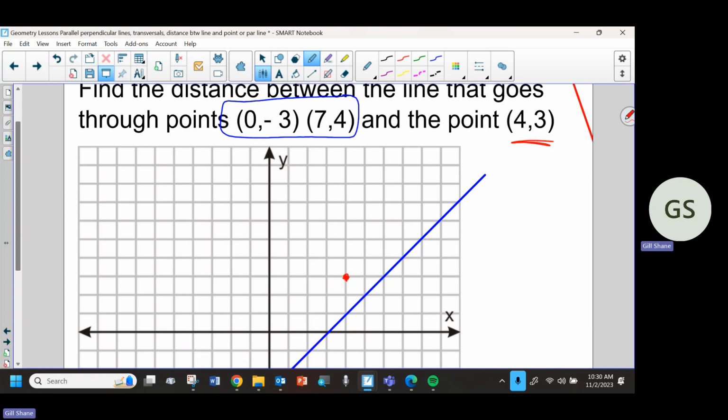All right, so now that's the first step. We need to measure distance. How do we measure distance? Perpendicular. Specifically, if I want to measure the distance between this point and this line, I don't just count to the right and I don't just count down. What do I have to do? What direction do I need to count?